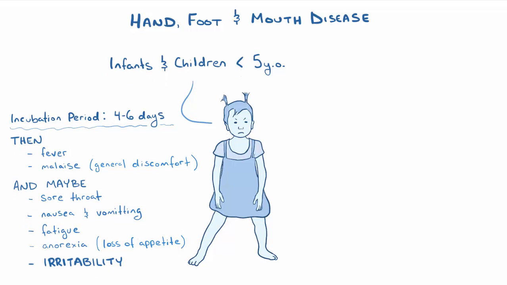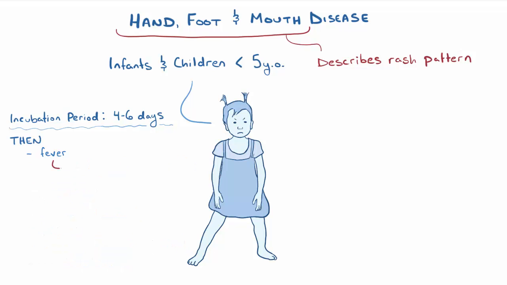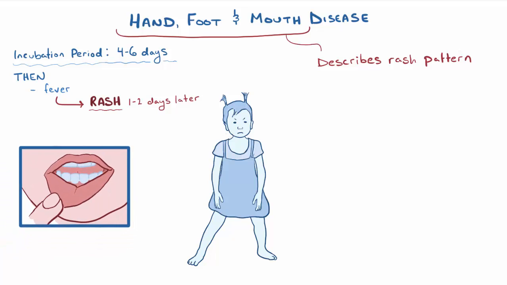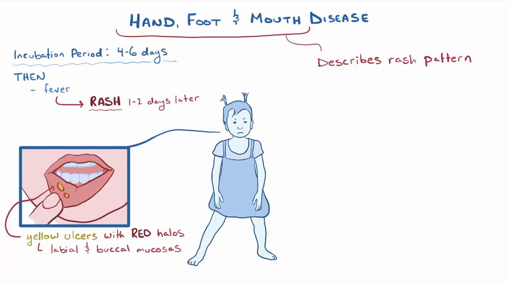The name of the disease comes from the pattern of the rash that develops on the afflicted. This rash typically develops a day or two after the fever and can cause sores in the mouth that are characterized by yellow ulcers surrounded by red halos, most often found on the labial mucosa or the buccal mucosa, which are the inside linings of the lips and cheeks, respectively.